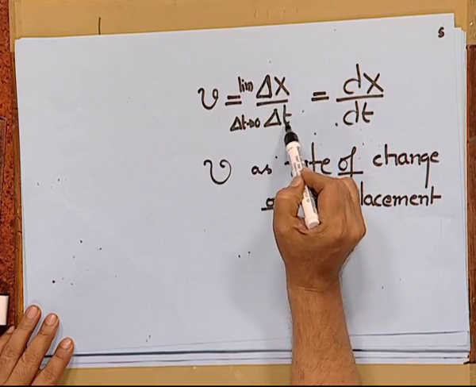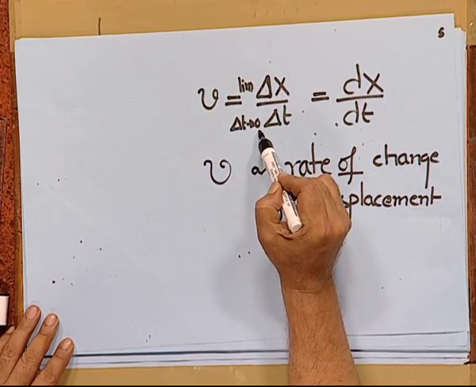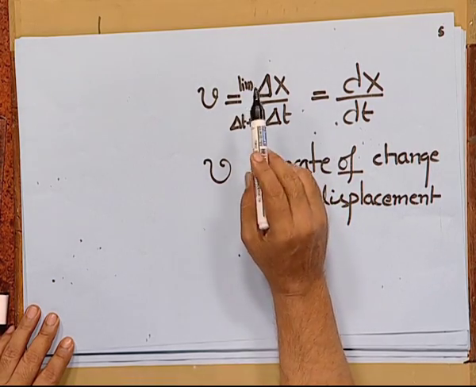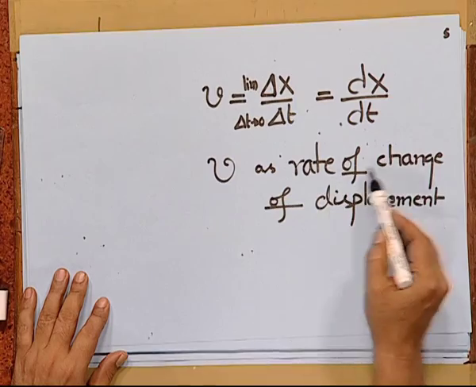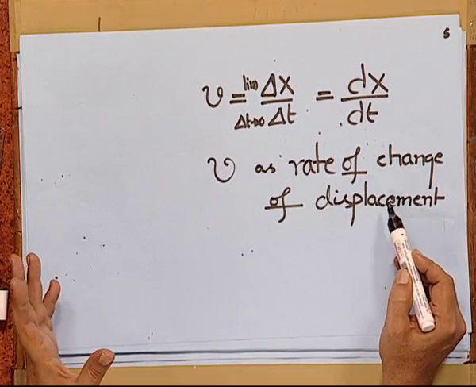When we say instantaneous velocity, it is limit of delta x by delta t as delta t tends to 0, which is nothing but the slope of the tangent that is drawn at that instant of time of the x position time coordinate graph. So, V is called rate of change of displacement, because delta x is a measure of the displacement. The time rate of change of displacement at a given instant of time is called the velocity at that instant.